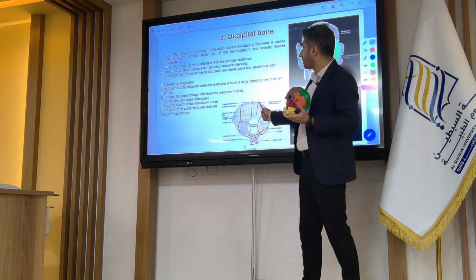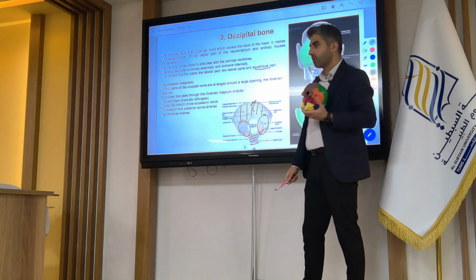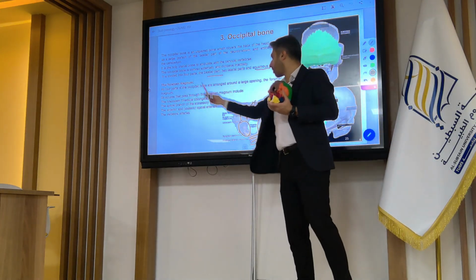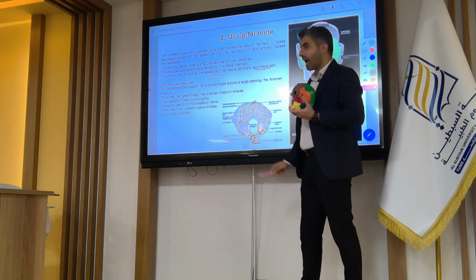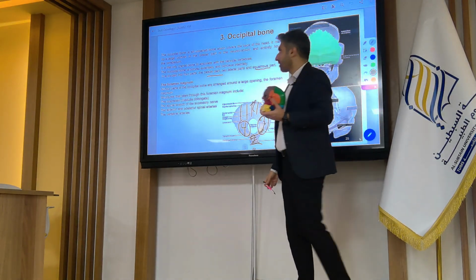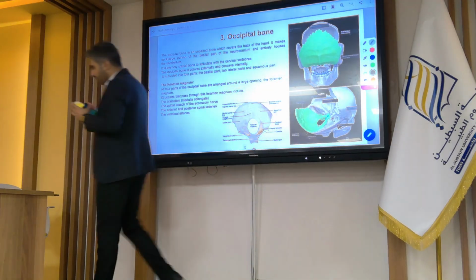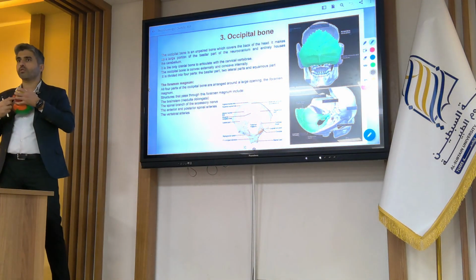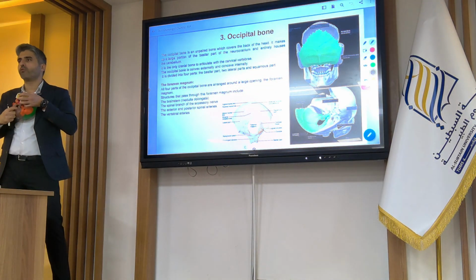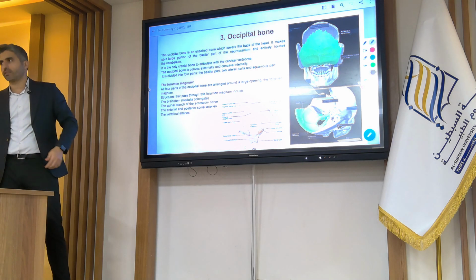1, a squamous part here. 2, basilar part is here. And 3 and 4, they are paired, is lateral part. So let's see each part. But before that, which structure passing from foramen magnum? Spinal cord attached to the brain stem.